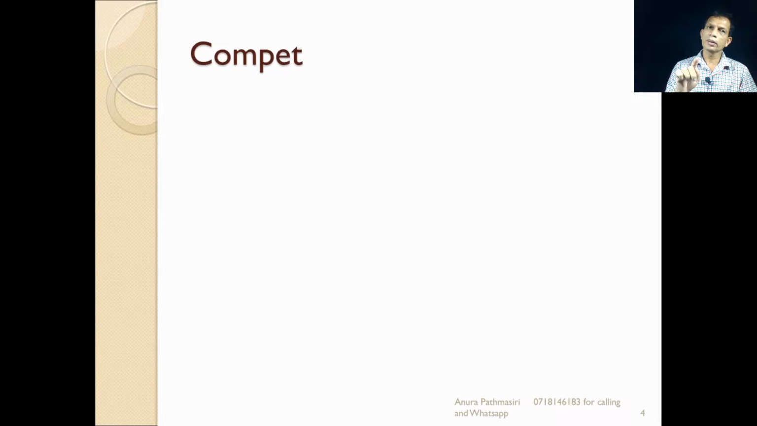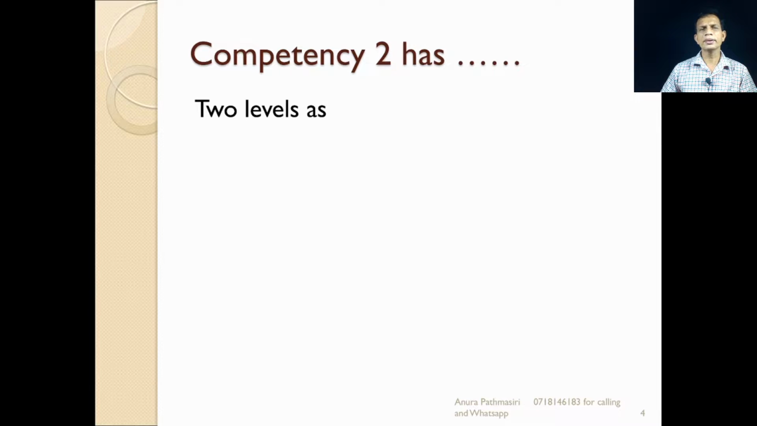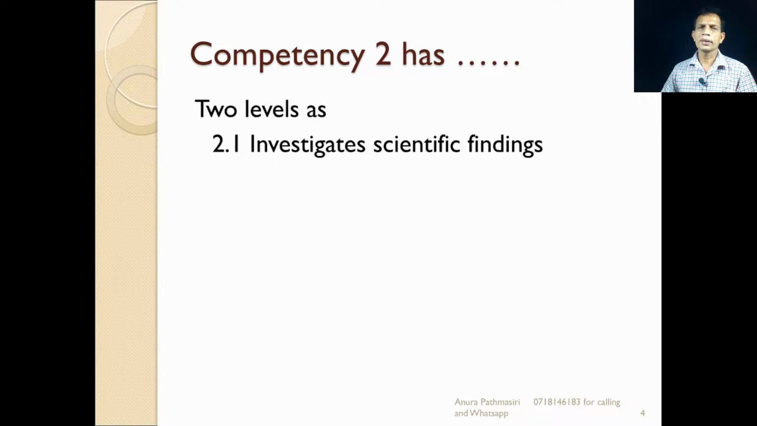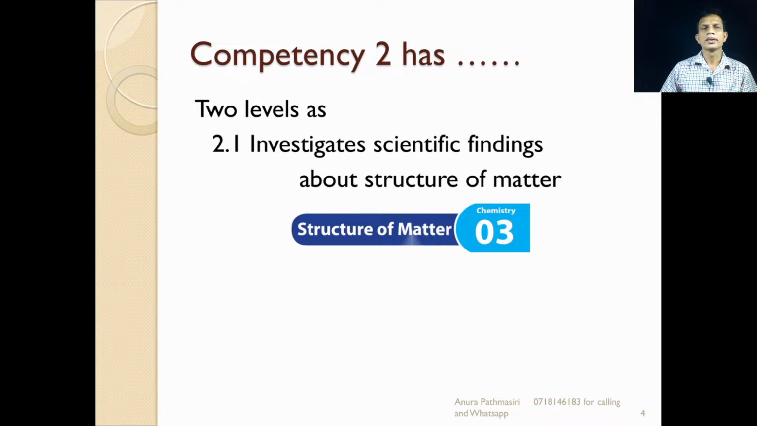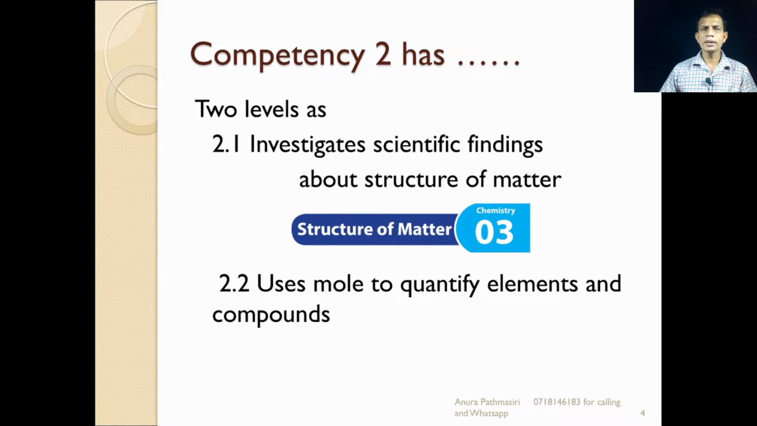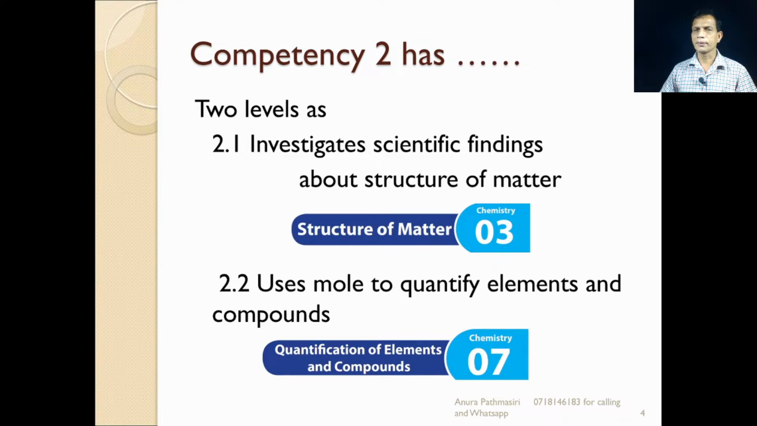Competency 2 has 2 levels. The first level is investigate scientific findings about the structure of matter, and that was introduced to you under Structure of Matter, Unit 3 of your textbook. And this is 2.2, uses mole to quantify elements and compounds. So this is what we have to learn, and that comes under Unit 7 as a chemistry lesson, as I told you earlier.